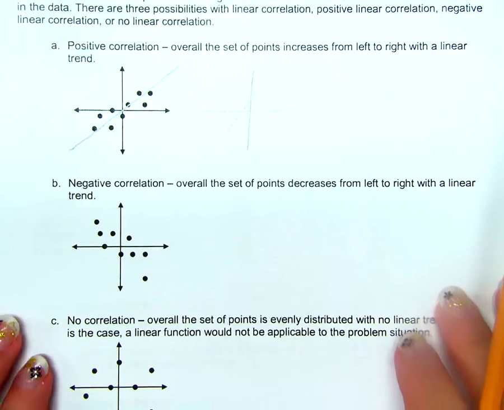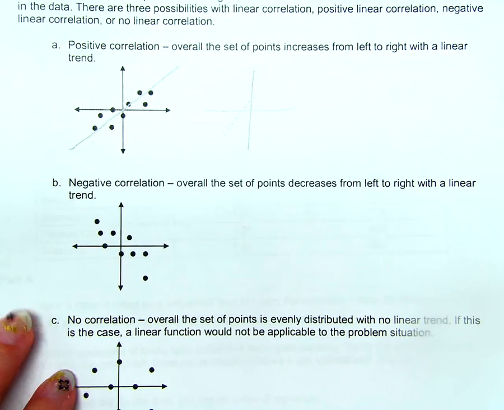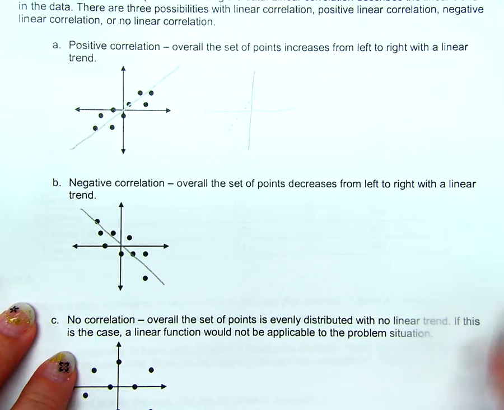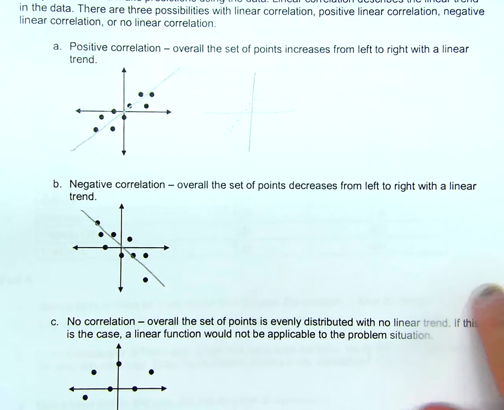Okay? So negative correlation. Draw a line through these points. Why is it called negative correlation? 2 reasons. It's decreasing from left to right. What's the other reason? If we drew a line, it would have a negative slope. The line would have a negative slope.